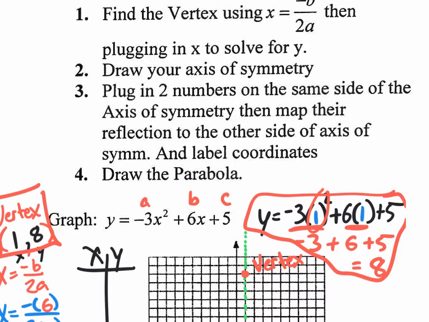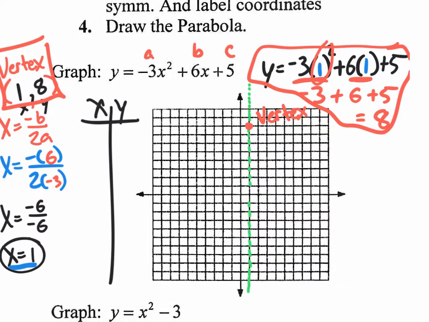Okay, so let's start with the first half. We're going to plug in 2 numbers on the same side of the axis of symmetry. So could somebody give me two numbers that are on the same side of the axis of symmetry? Okay, how about this? What value do you think is the easiest number to plug in?